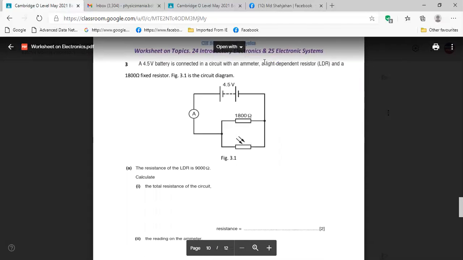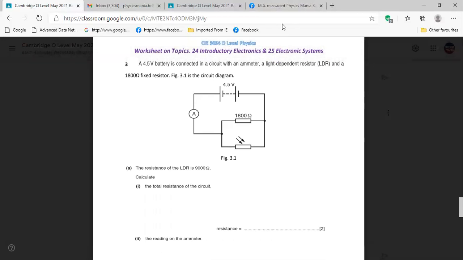Question number 3. Continue. A 4.5 volt battery is connected in a circuit with an ammeter, a light dependent resistor, and an 1800 ohm fixed resistor. Figure 3.1 is the circuit diagram. The resistance of the LDR is 9000 ohm. Calculate the total resistance of the circuit.